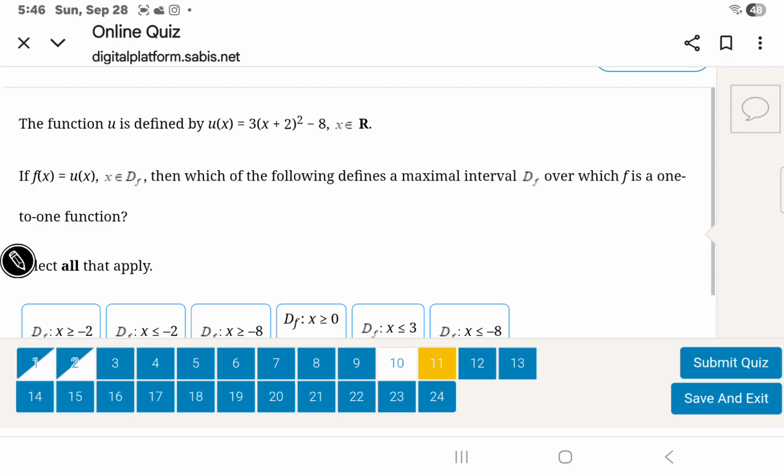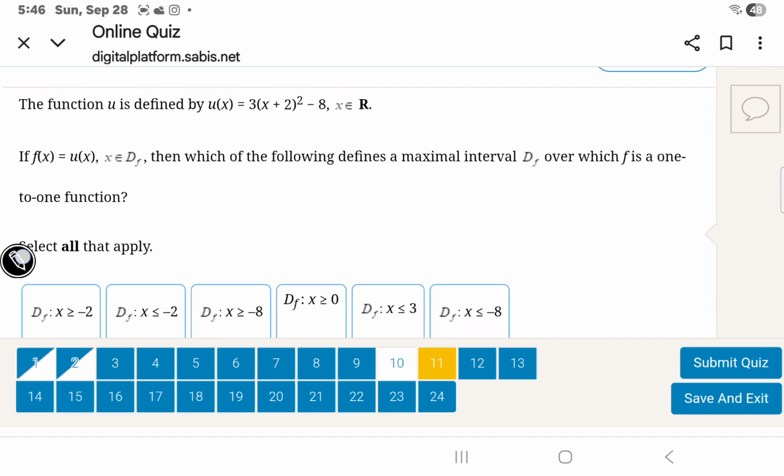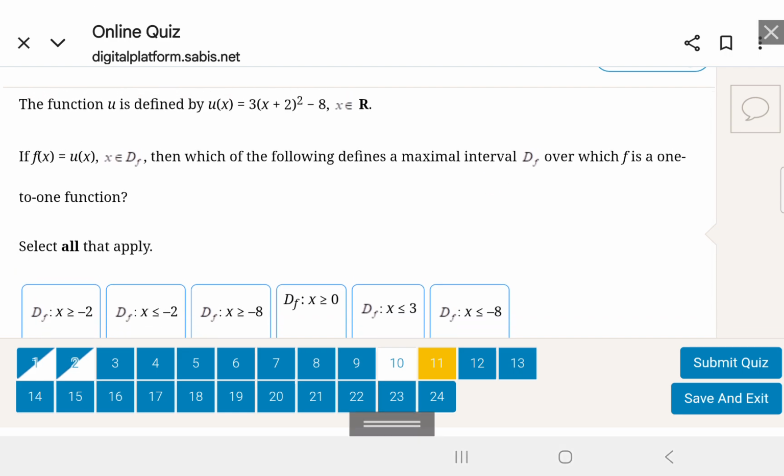Number 11. The function u is defined as this. Then which of the following defines the maximal interval Df over which f is 1 to 1? To be a 1 to 1 function, the function must pass the horizontal line test. We draw a horizontal line. If it cuts it once, it is a 1 to 1 function.